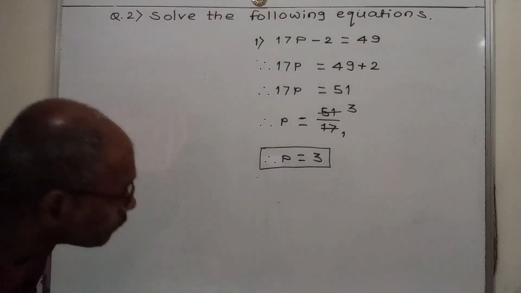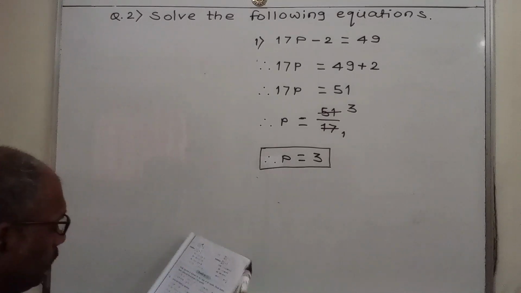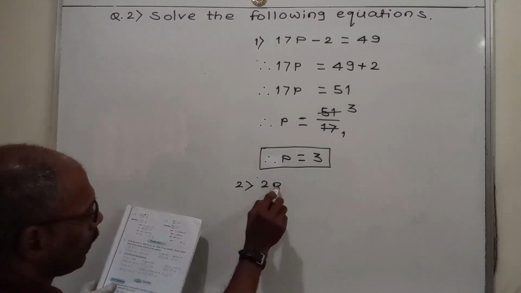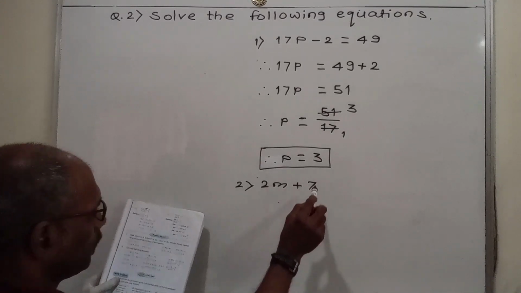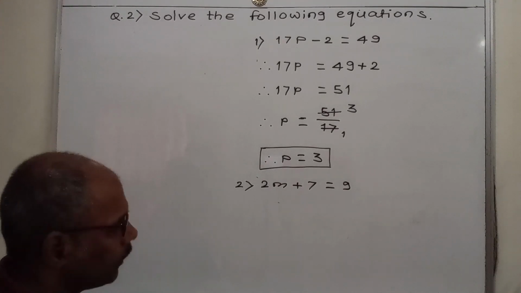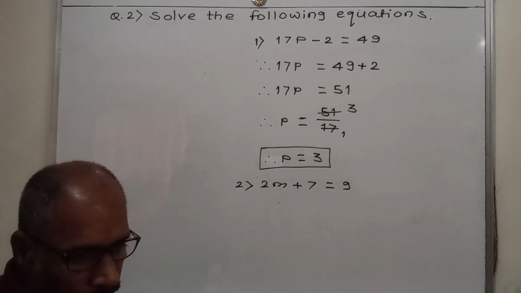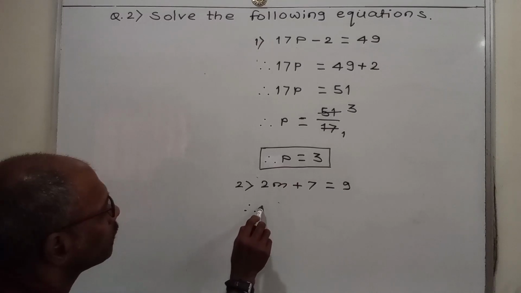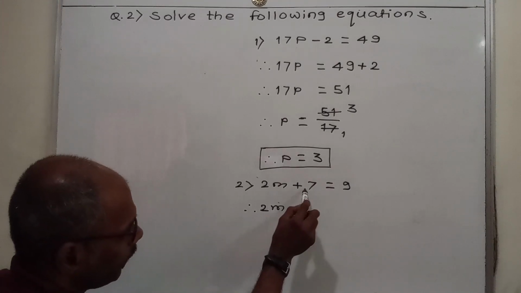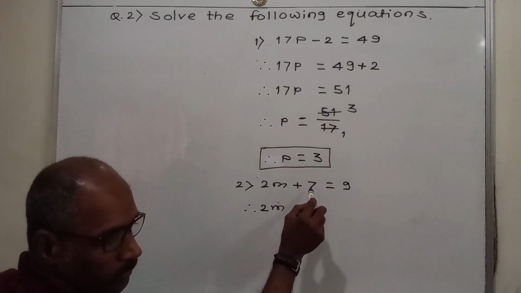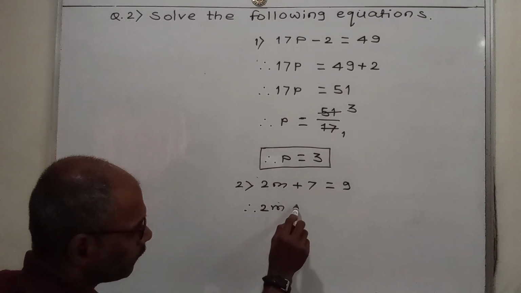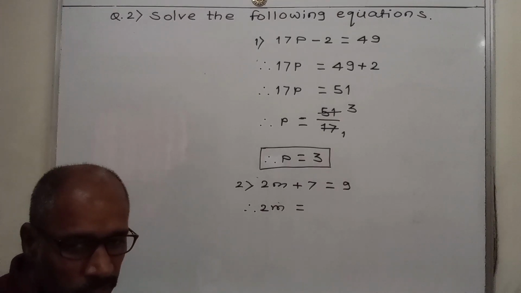Did you get it? Now second example, see here, same to same. 2m plus 7 is equal to 9. Now which are like terms here? Very good, 7 and 9. 2m, we take 7 near 9. Means we take this plus 7 to the right side. Like terms together.